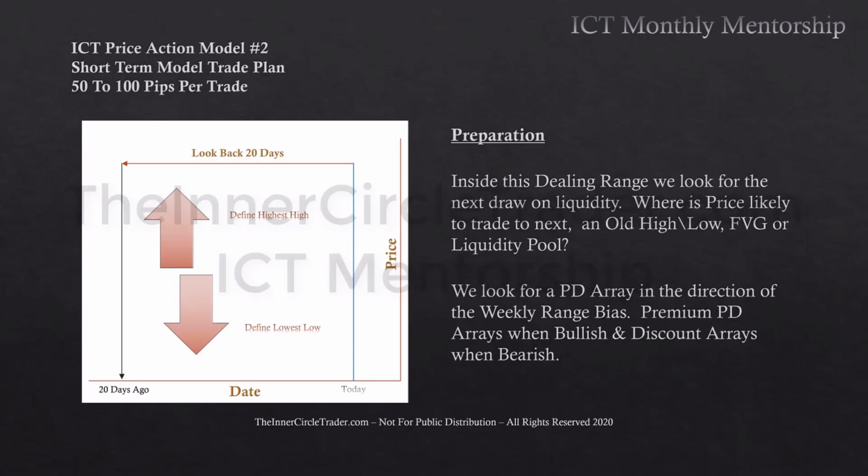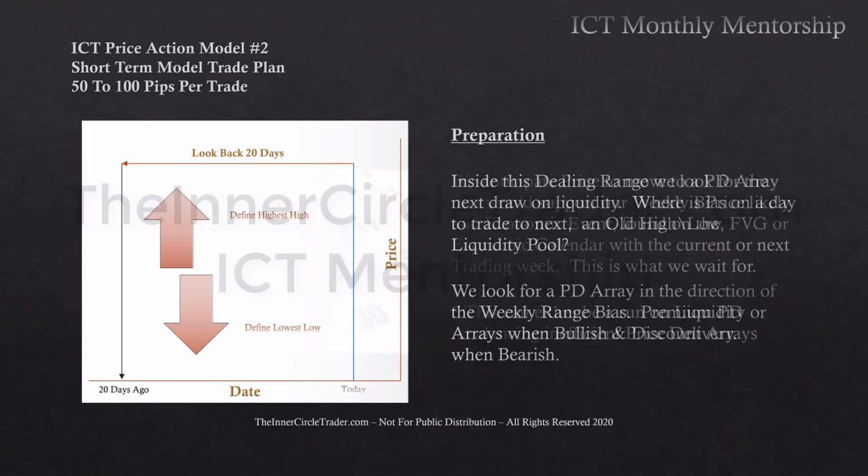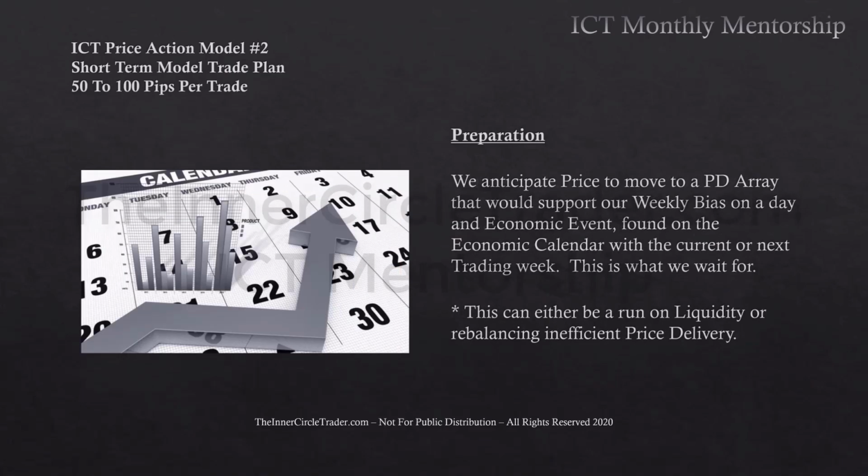Inside this dealing range, we look for the next draw on liquidity. Where is price likely to trade to next? An old high, low, fair value gap, or liquidity pool. We look for a PD array in the direction of the weekly range bias, premium PD arrays when bullish, and discount arrays when bearish. We anticipate price to move to a PD array that would support our weekly bias on a day and economic calendar event found on the economic calendar within the current or next trading week.